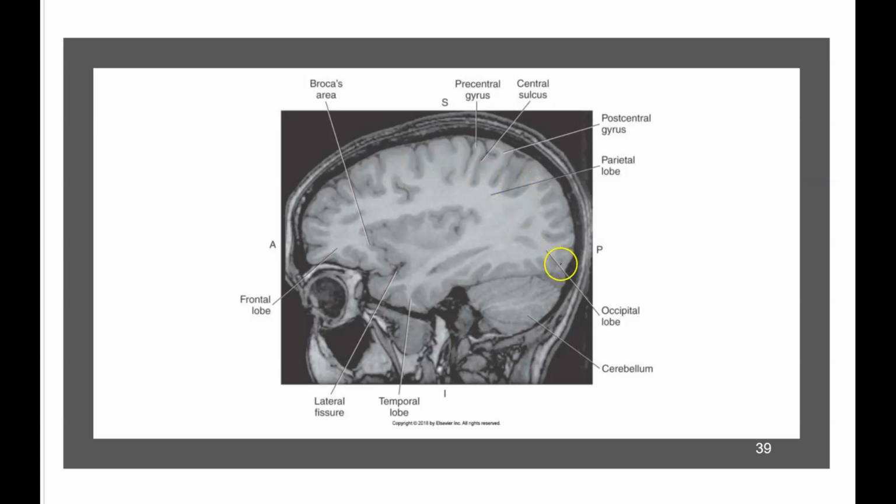Here's our parietal lobe, our occipital lobe, our cerebellum, our temporal lobe, and then you can see right here our lateral fissure, or we call it the sylvian fissure. Either one is fine. Here's Broca's area coming up right here, so a lot of speech, and our frontal lobe.